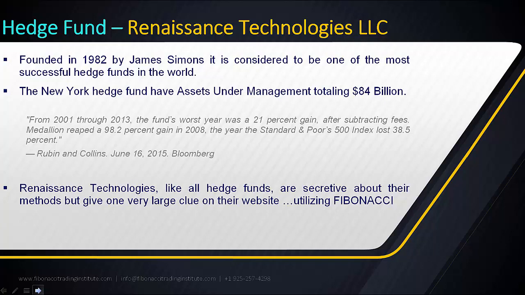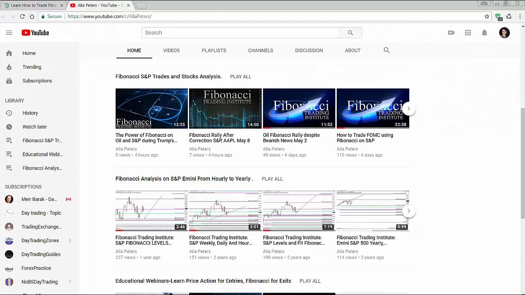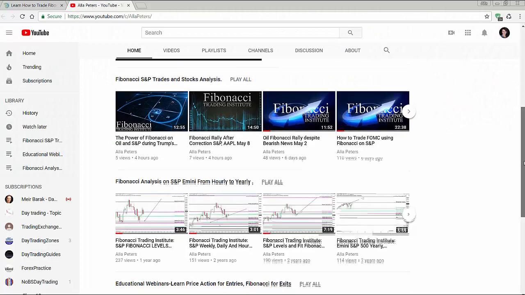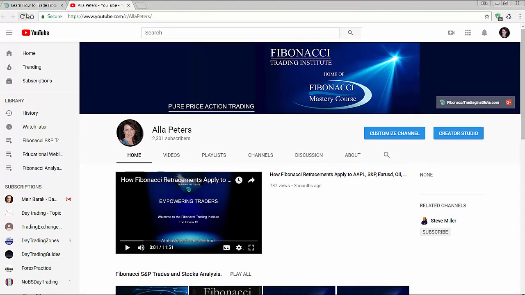Please remember one thing. If using fundamentals and indicators worked, every single person on the planet would be Bill Gates. What actually works is price and Fibonacci. And that's the reason I work with traders from beginner to hedge fund manager. And that's the reason I'm extremely proud of the method I developed.